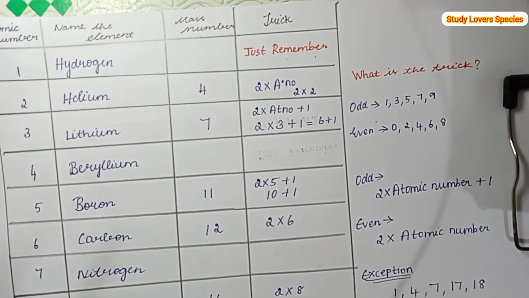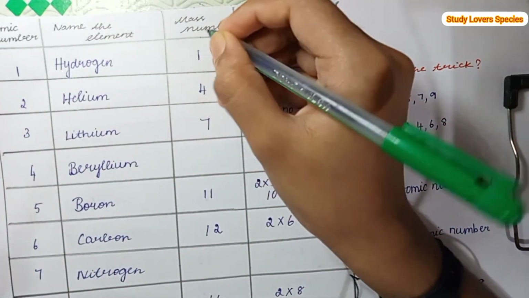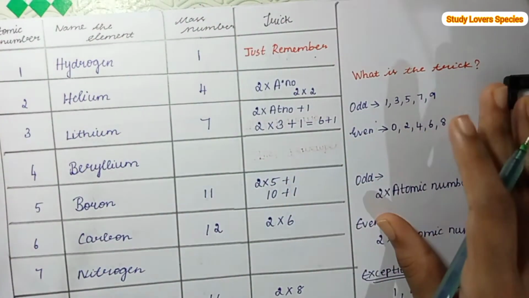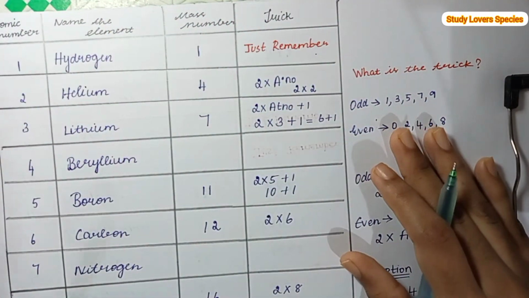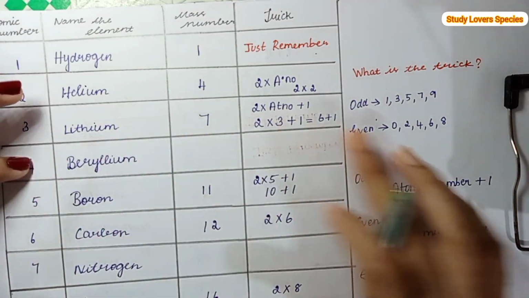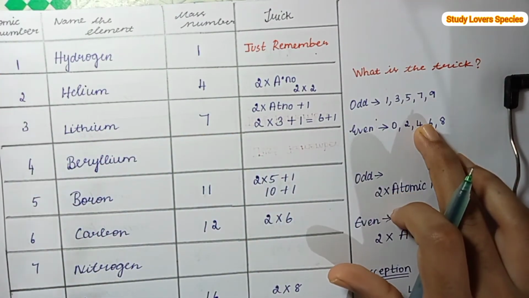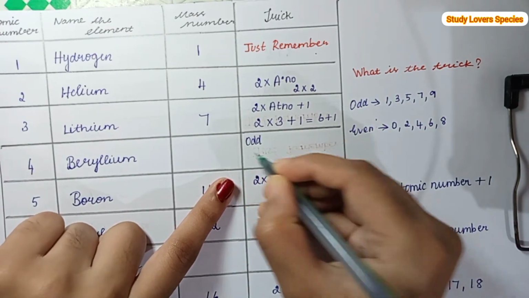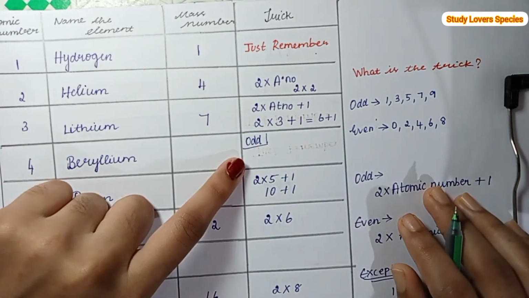Now let's go with the exceptions, okay? So hydrogen, the mass number is 1. I think most of you know that, right? Mass number is 1, and the atomic number is also 1. So beryllium, you have a trick here. 4 is actually an even number, but you should use the trick which we use for odd numbers.